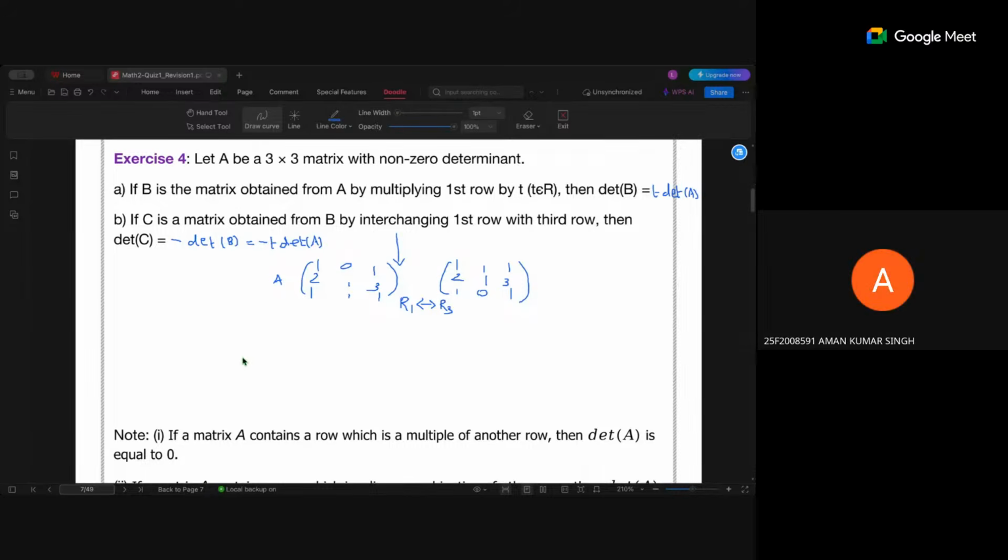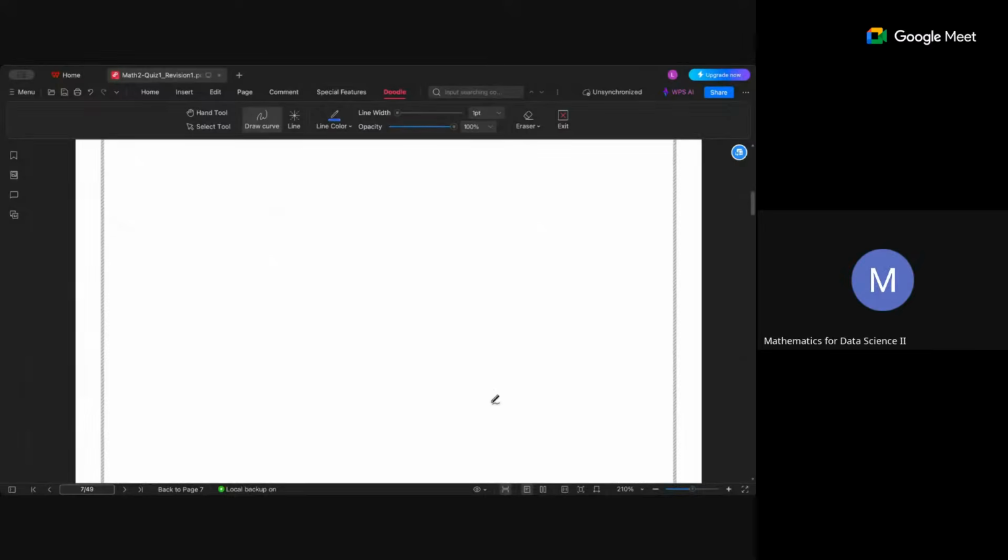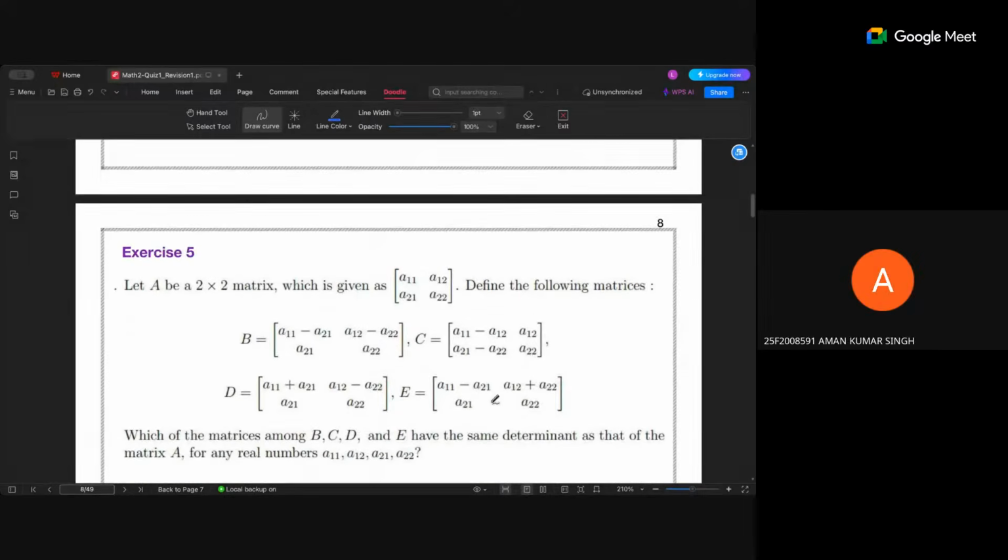Whenever we change rows, the sign of the determinant changes. Yes. Whether it's the first, second, or third, however many times we change, the sign changes. And columns also: if we are interchanging columns, then also the determinant changes its sign.